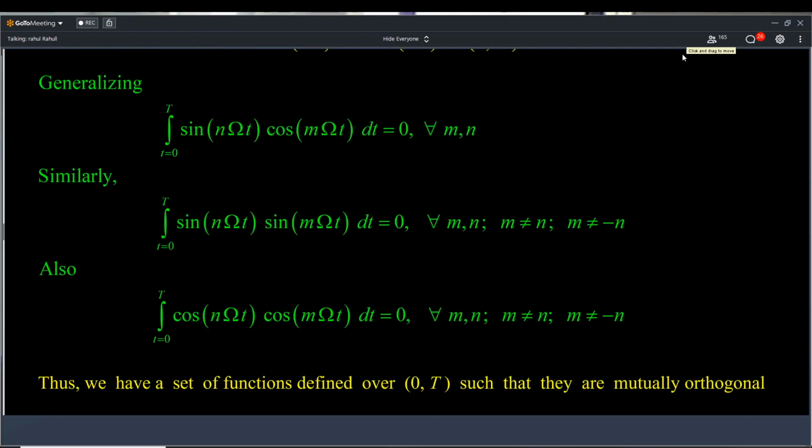Now check the third function, that is generalizing sine and cosine. This also comes to 0. Then the multiplication of sine with sine, integrated over 0 to T, is also equal to 0, and cosine is also equal to 0. There are certain conditions that have to be satisfied. If these conditions are satisfied, then this set of functions, that is u of t, sine of omega t and cosine of omega t, for any value of frequency, are orthogonal functions.